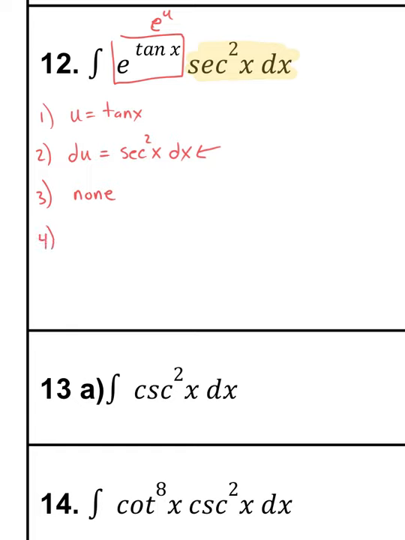Fourth step, we rewrite the integral. This piece, e to the tangent of x, gets replaced with e to the u. And secant squared of x dx is now equal to du. So a nice, easy integral. The only thing that we need to take the antiderivative of is e to the u, and the antiderivative of e to the u is e to the u plus c. And finally, plug in: e to the tangent of x plus c.